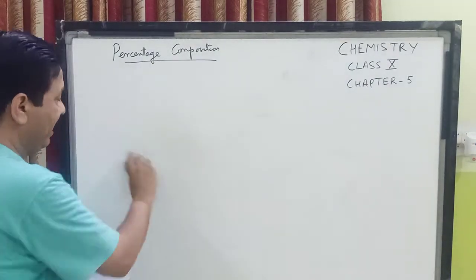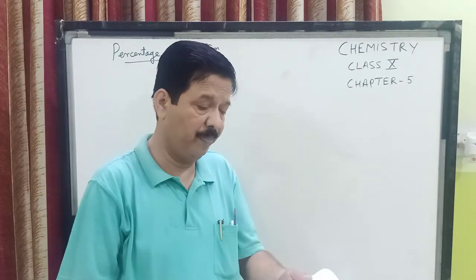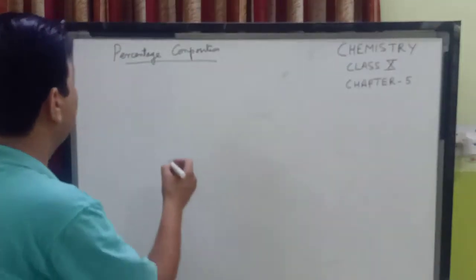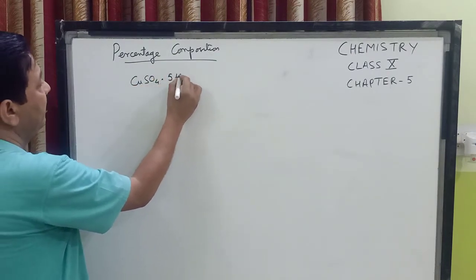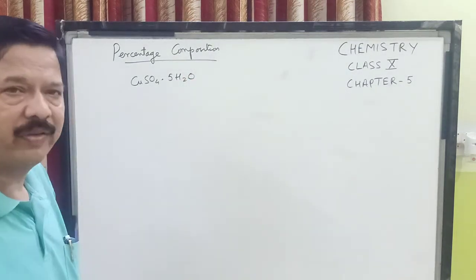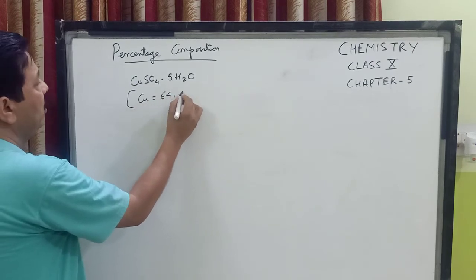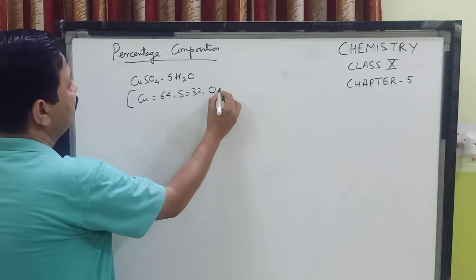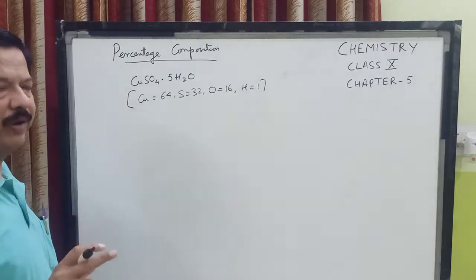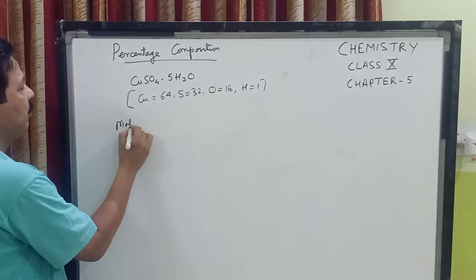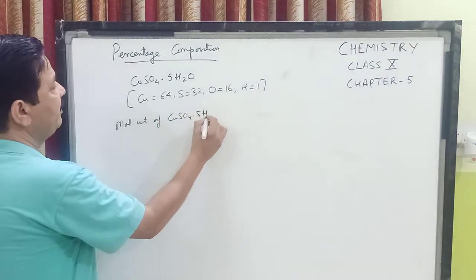The question says: find the percentage of water of crystallization in CuSO4.5H2O. So we have to find out the percentage of water of crystallization present in this hydrated molecule of copper sulfate. The values are given: copper atomic weight is 64, sulfur is 32, oxygen is 16 and hydrogen is 1. So children, what is the first step? The first step is to find out the molecular weight of this whole molecule, which even contains this water of crystallization.